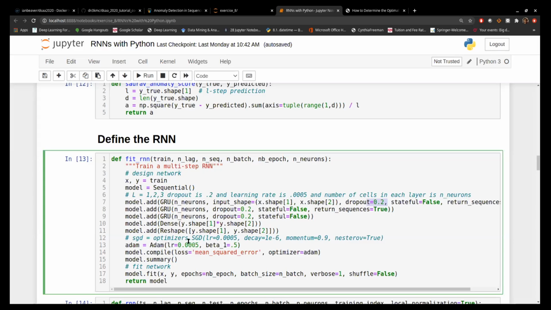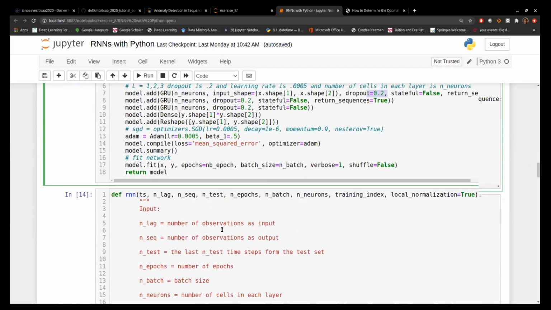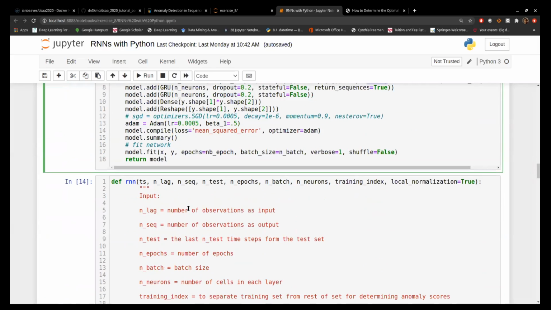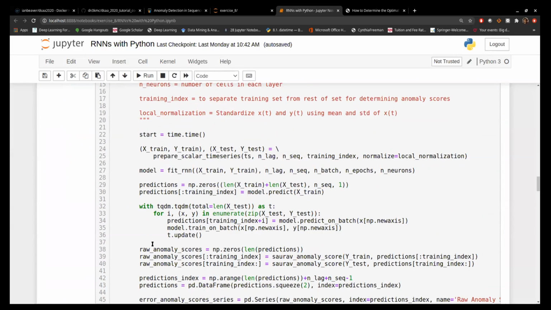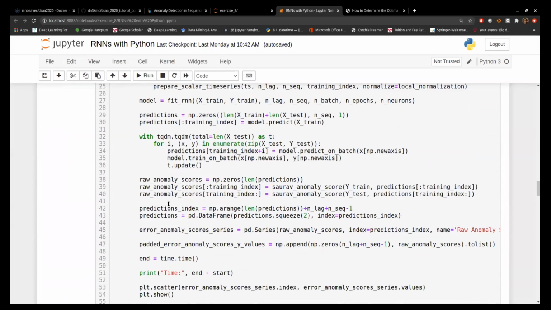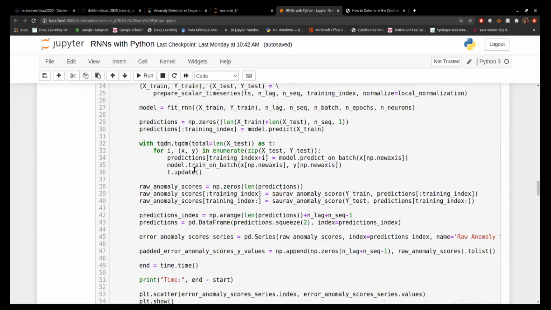The network will use a mean square error loss function and the efficient Adam optimization algorithm to minimize that. There are a lot of choices for optimization algorithms, and there's also a link below for how to make your choice. An epoch is one complete presentation of the data set to be learned by the RNN. So here I'm going to finally combine everything we talked about, from preparing the data to fitting the RNN, and finally computing the anomaly scores. So that's this entire huge function here.